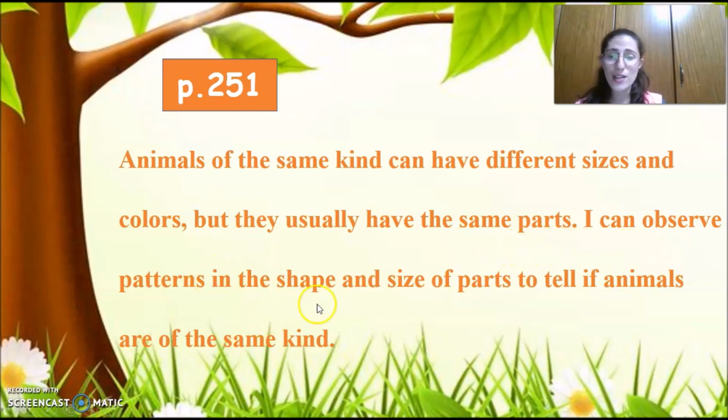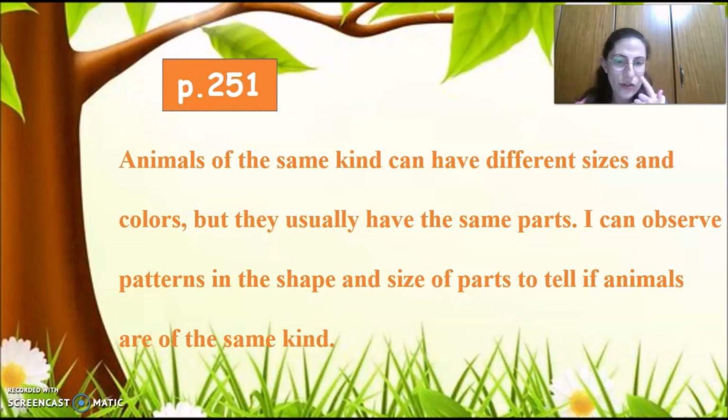I can observe patterns in the shape and the size of parts to tell if animals are of the same kind. Clear so far? So, how do we know? We know by observing the body parts of the two animals. If they have the same body parts, this means that they are the same kind of animal, but might have different sizes and different colors.